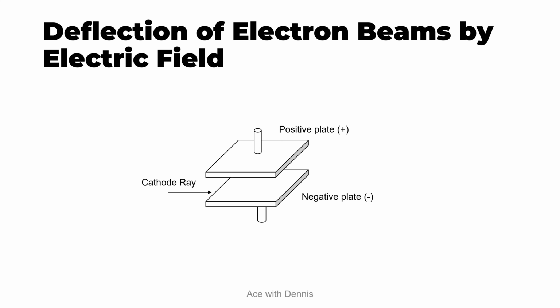So when a cathode ray passes through these metal plates, it will be deflected towards the positive plate and then continue to move in a straight line. This is because cathode rays deflect towards the positive terminal of the electric field, because cathode rays consist of a lot of electrons. Electrons are negative, so they will be attracted towards the positive plate.